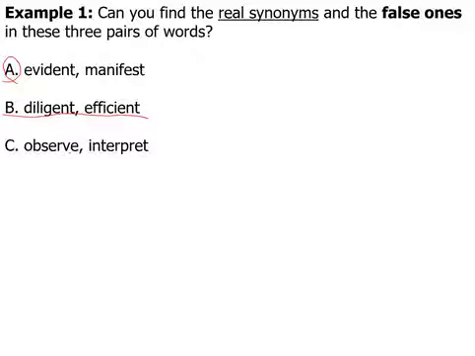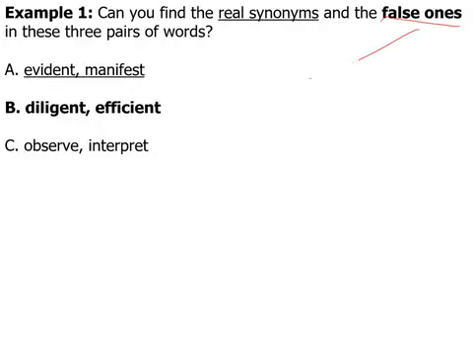Observe and interpret. To me, these seem distant enough. I don't think I would really say that these are false synonyms, that you can observe something without interpreting it at all, and perhaps it doesn't even need interpretation. So those aren't that close. So we will say that the false ones here are diligent and efficient. The real ones are evident and manifest. And C, these are just mismatched. Let's look at another example.